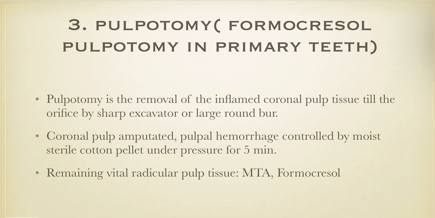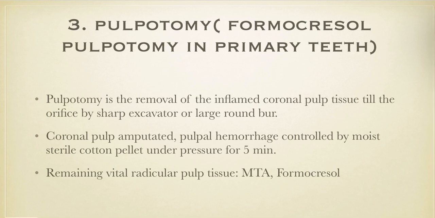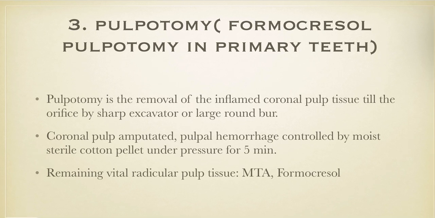So the pulpotomy in primary teeth. What is the actual pulpotomy? Pulpotomy is the removal of inflamed coronal pulp tissue. People do confuse it with pulpectomy. Pulpotomy is the removal of the inflamed coronal pulp. Pulpectomy is the removal of the coronal and the radicular pulp.